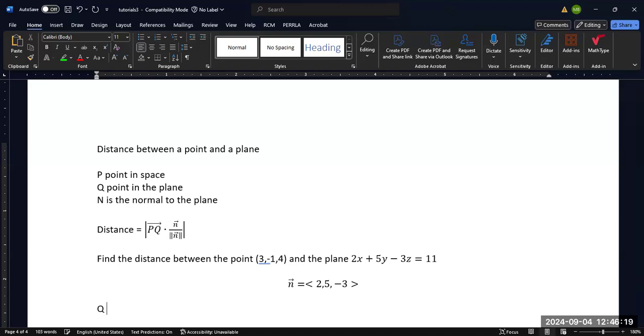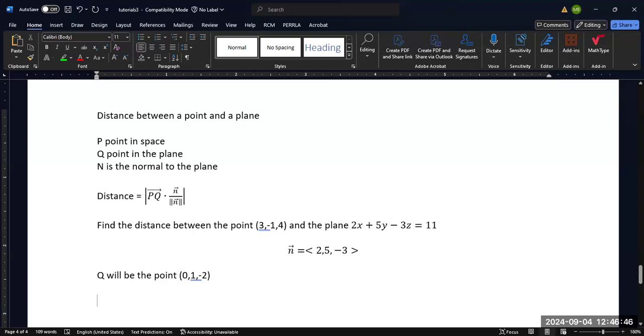Q will be the point 0, 1, -2. And let's just double check. If I put that in, that gives me 0, that gives me 5, -2 times -3 is 6. 5 and 6 is 11.